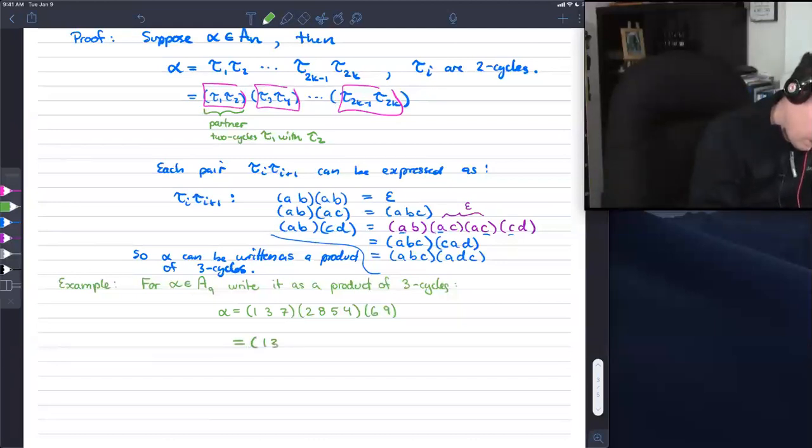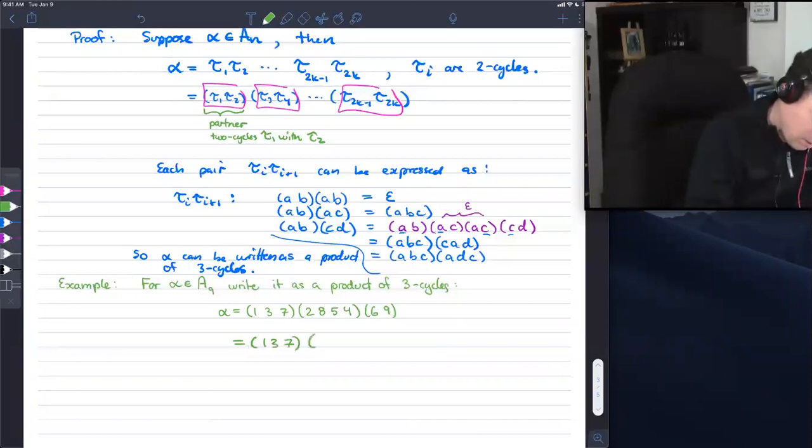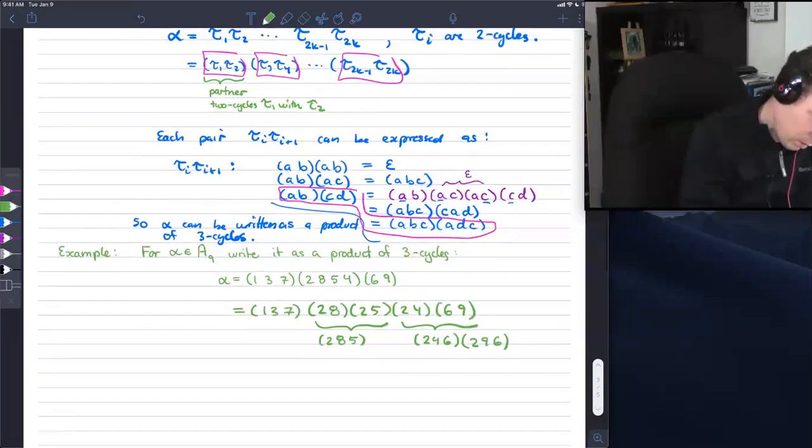We want to write this alpha as a product of 3 cycles. The first thing I notice is there is a 3 cycle already, so good, I'm not going to touch it. For the next one, I'm going to split it up into 2 cycles, and then I'll use my rewriting method above. For this one here, I could write it as 285. For this one here, I can use that last result. That tells me that I can write it as 246 and then 296. And so there we go. We've written alpha as a product of 3 cycles.